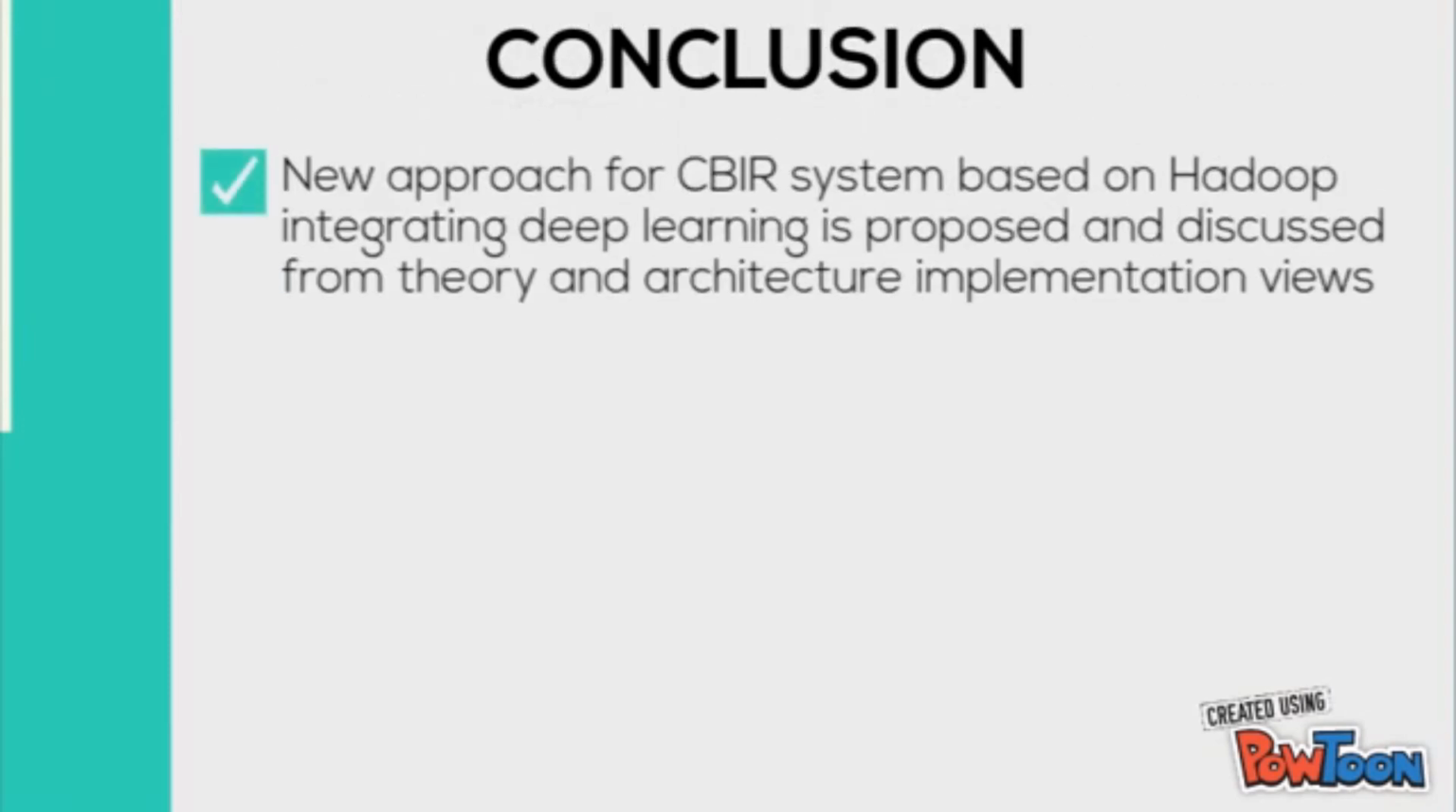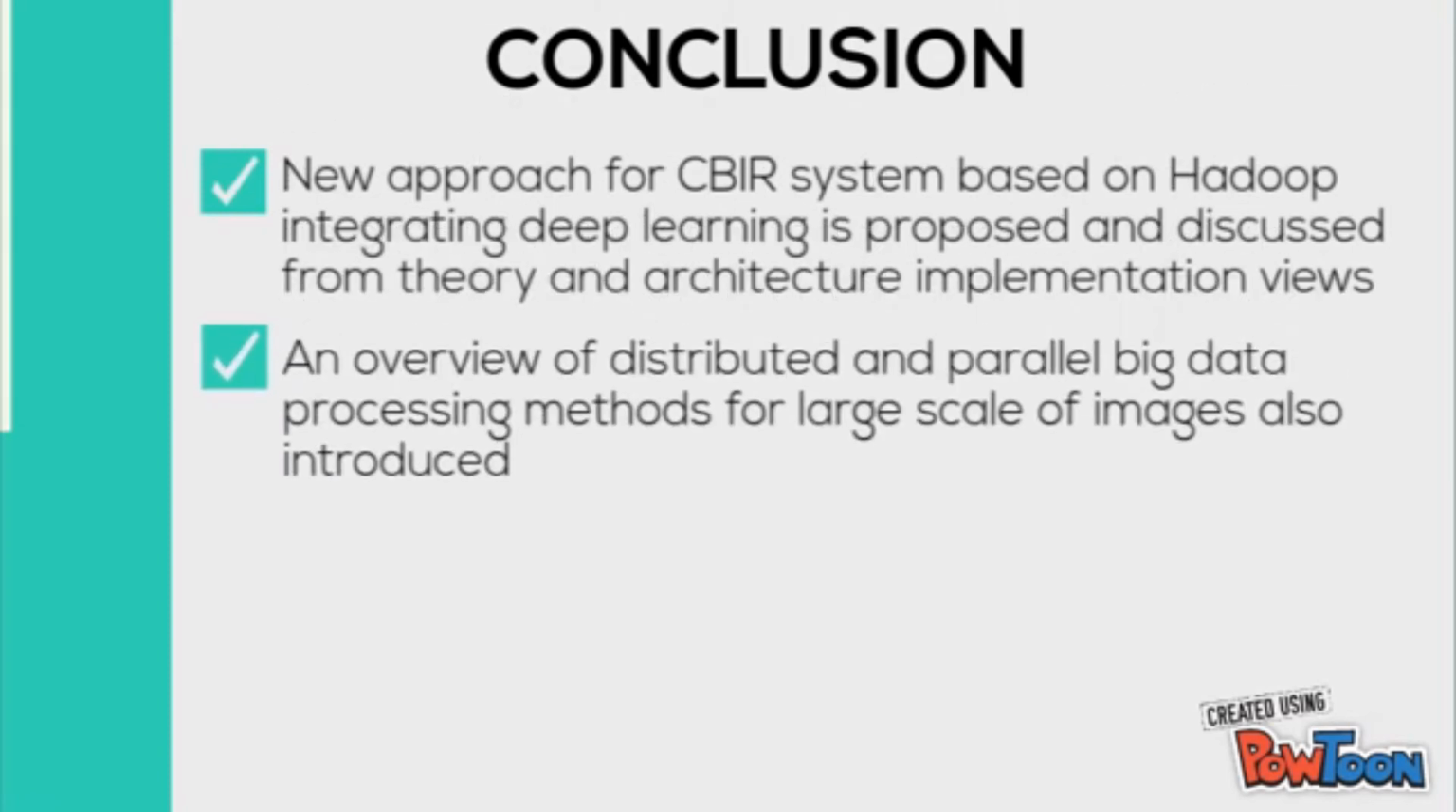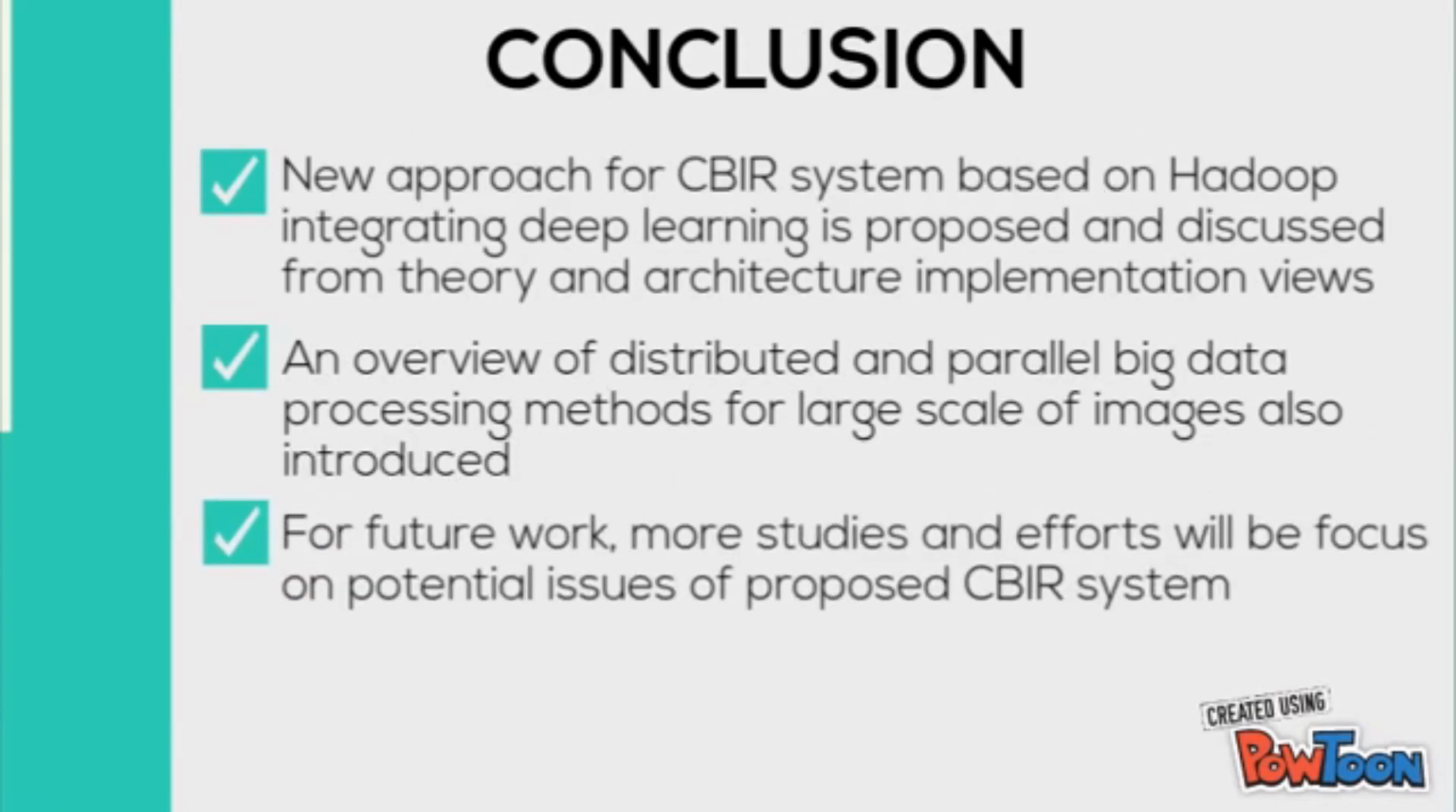The conclusion of this research is that a new approach of CBIR system based on Hadoop integrating deep learning is proposed and discussed from theory and architecture implementation views. An overview of distributed and parallel data processing methods for large scale images is also introduced. For future work, more study and effort will be focused on potential issues of the proposed CBIR system.